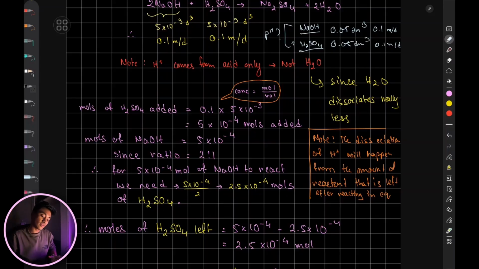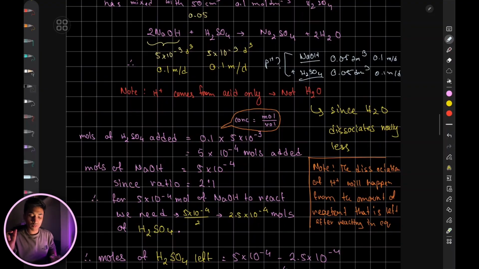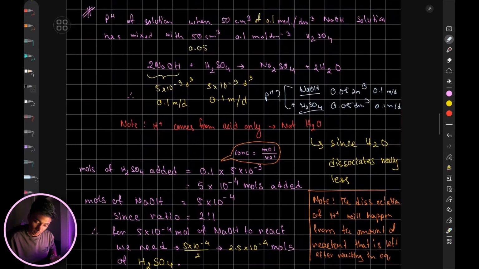First, we find the moles of H2SO4, my friend. The moles of H2SO4 will be whatever the mole per dm cube concentration is times the volume of it. So it is going to be 5 into 10 to the power of minus 3, because 50 cm cube, we convert it into, give me a moment. Yeah, 5 into 10 to the power minus 3. That is going to be the volume. Correct? Is it? No, it's not.